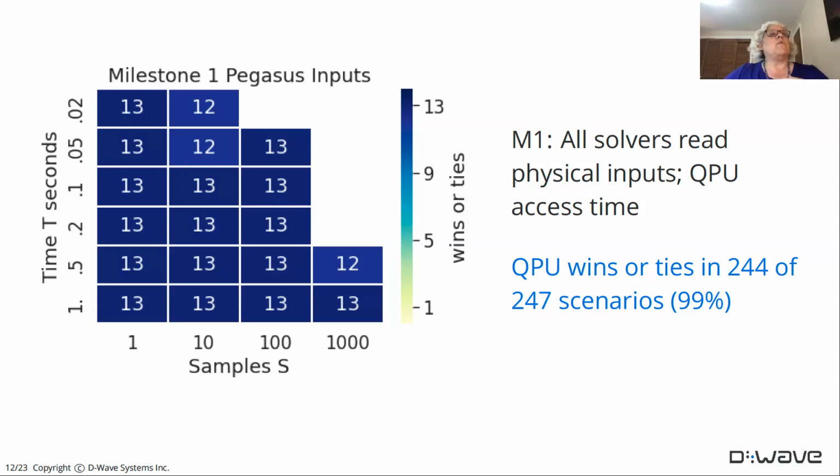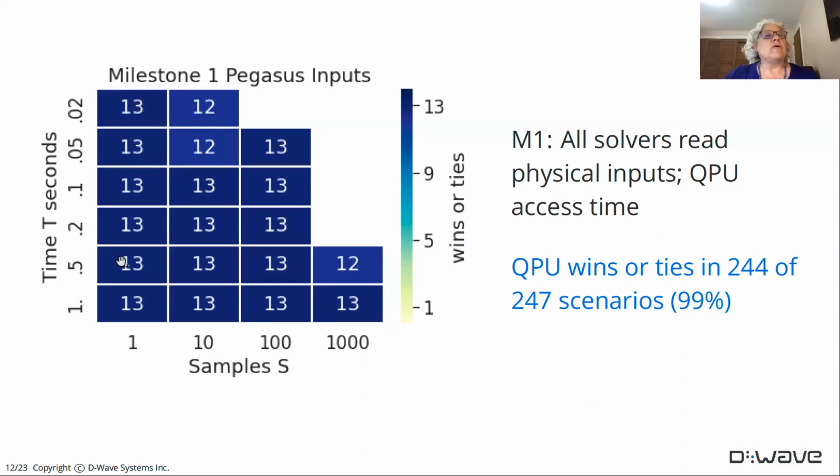So here's milestone 1, the results. These again are all of the solvers reading the same physical inputs. If it's a logical solver, it can read Pegasus inputs, so we just give it the compiled version and not the logical version in this case. And we're measuring QPU access times.